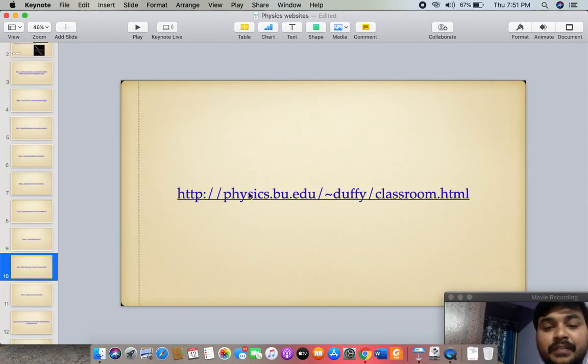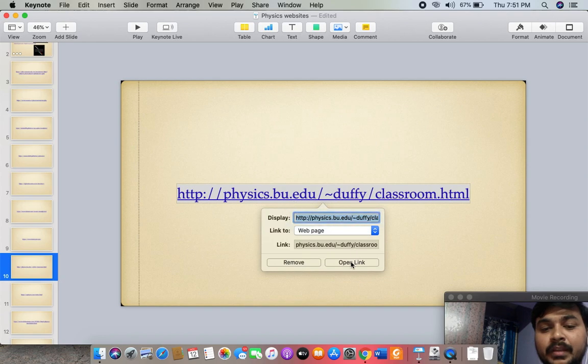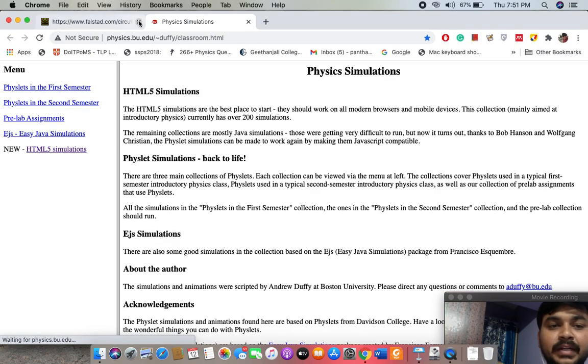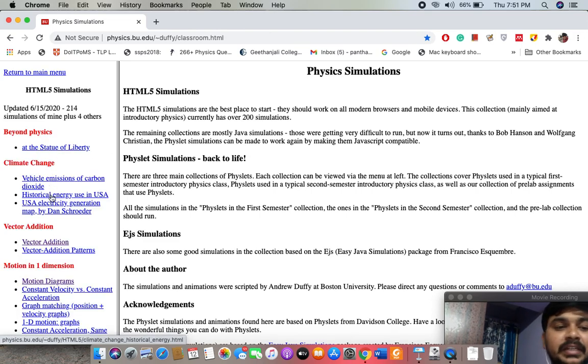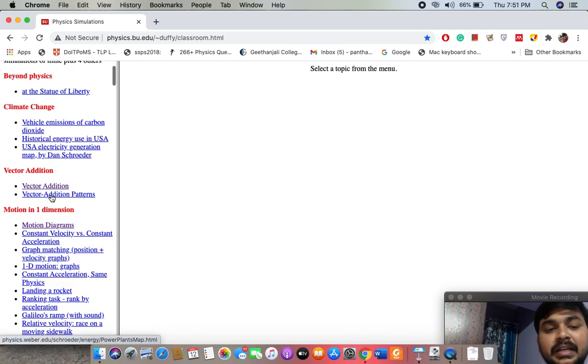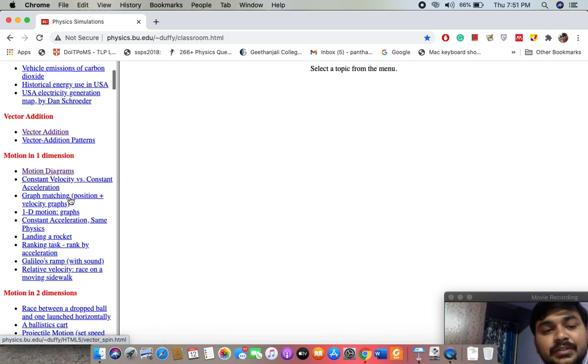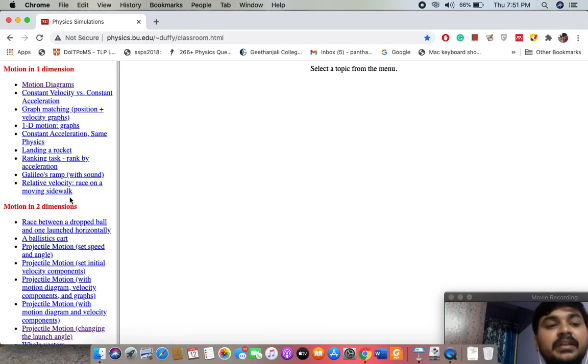Okay, so the first website is, yeah, the links I will also provide in the description section. So this is the physics simulation website. Just go to the HTML5 simulations. See here, you can see the index. If you look at the index, you will understand that these are all especially for intermediate students or basic physics students.